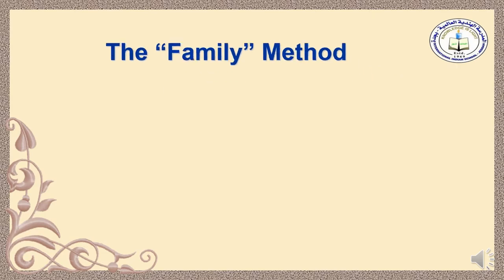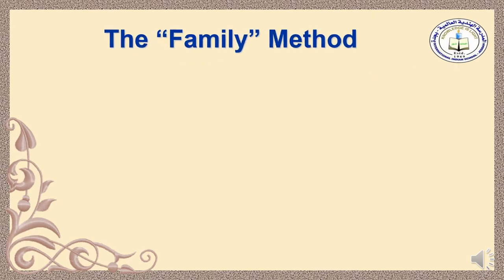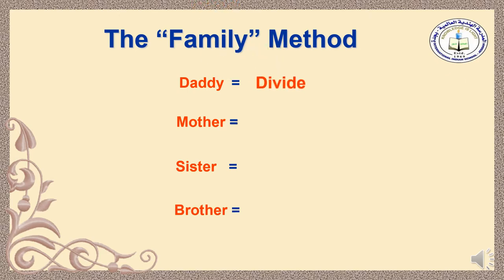Here is the family method of solving a long division question. It has 4 steps. The first step is daddy, second is mother, third is sister, and fourth is brother. So what do these 4 steps stand for? Daddy means divide, mother means multiply, sister means subtract, and brother means bring down.